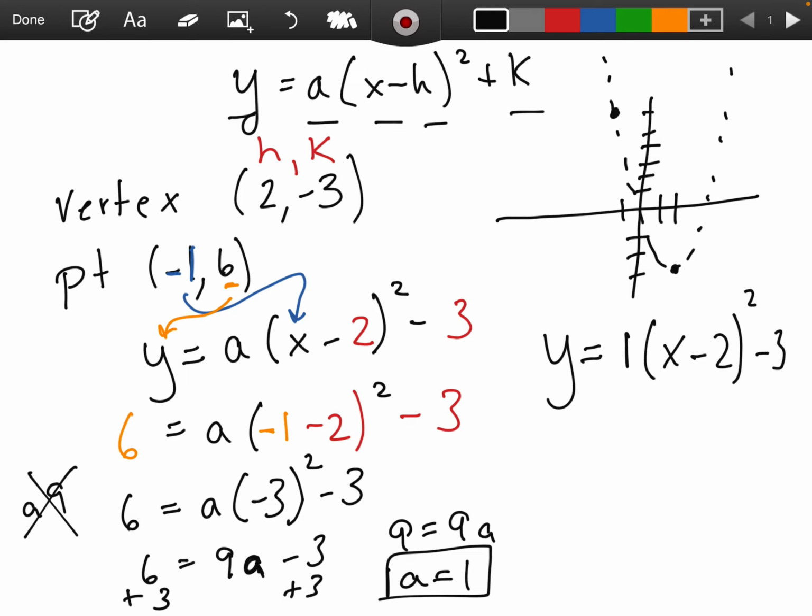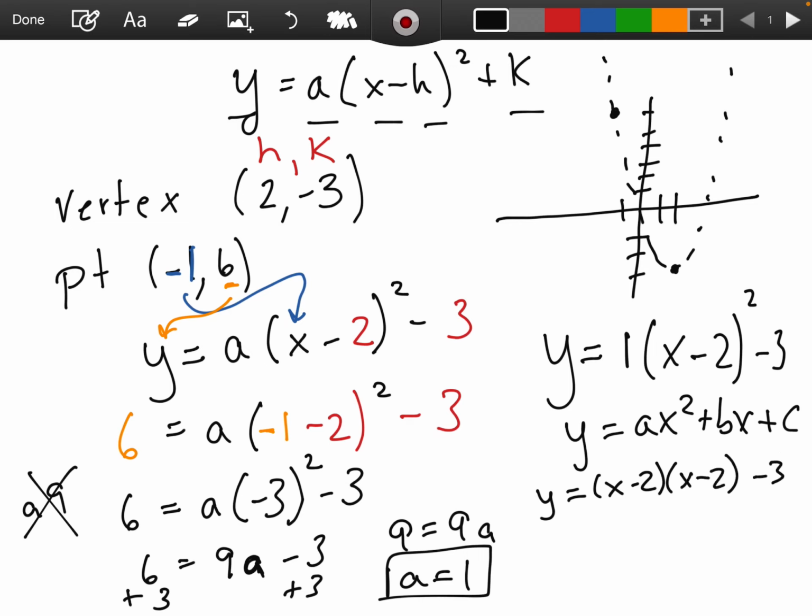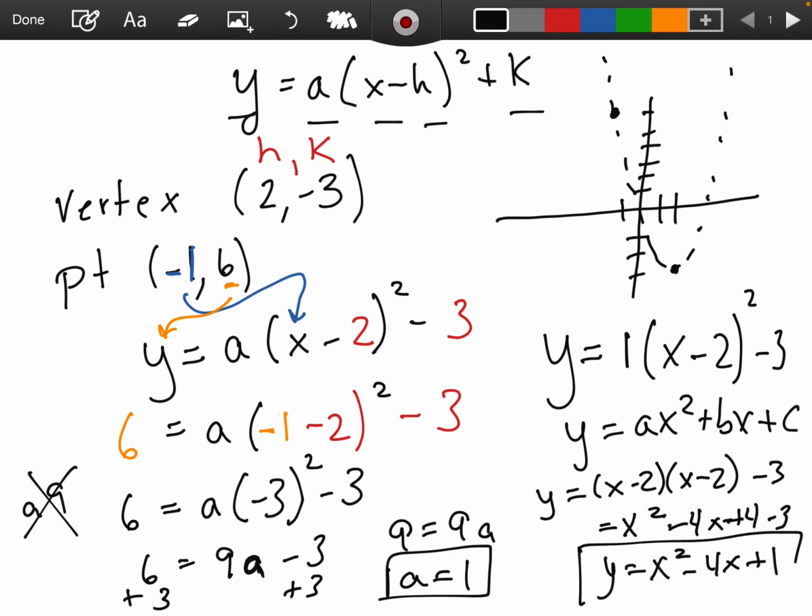Now, if I wanted this to become standard form, standard form is y equals ax squared plus bx plus c. Well, I could multiply this out. I could start to say y equals (x minus 2) times (x minus 2), minus 3. That's going to be x squared minus 2x, minus 2x is -4x, plus 4 minus 3. So y equals x squared minus 4x plus 1. And that would be standard form for that same parabola.